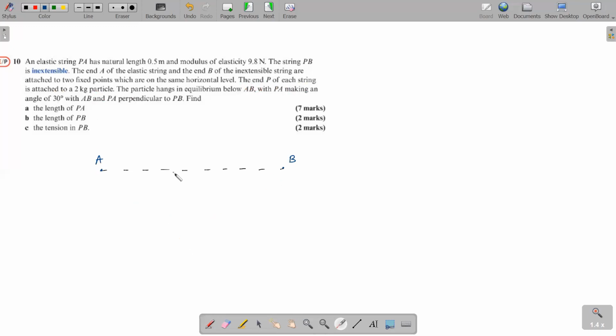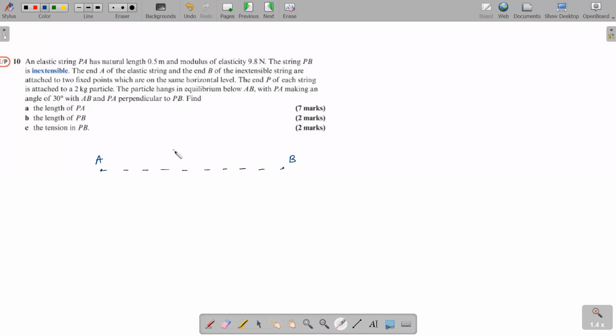So end P is attached to a 2 kilogram particle at the bottom. Before I draw it, let's see how they have specified the angles. The end P of each string is attached to a 2 kilogram particle. The particle hangs in equilibrium below AB, with PA making an angle of 30 degrees with AB and PA perpendicular to PB.